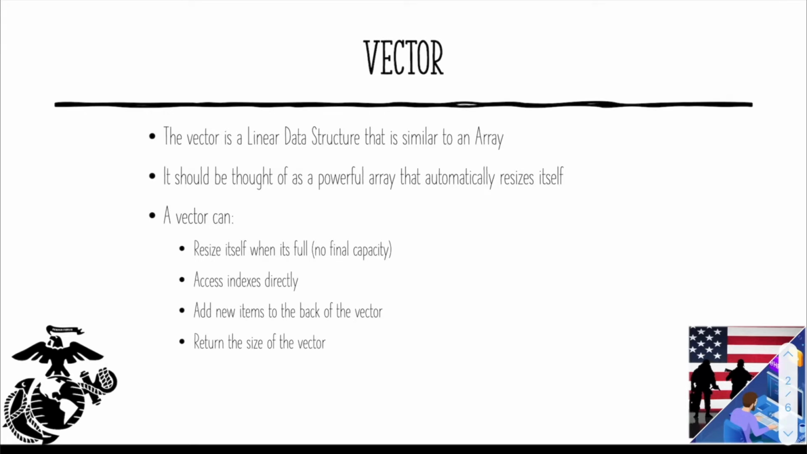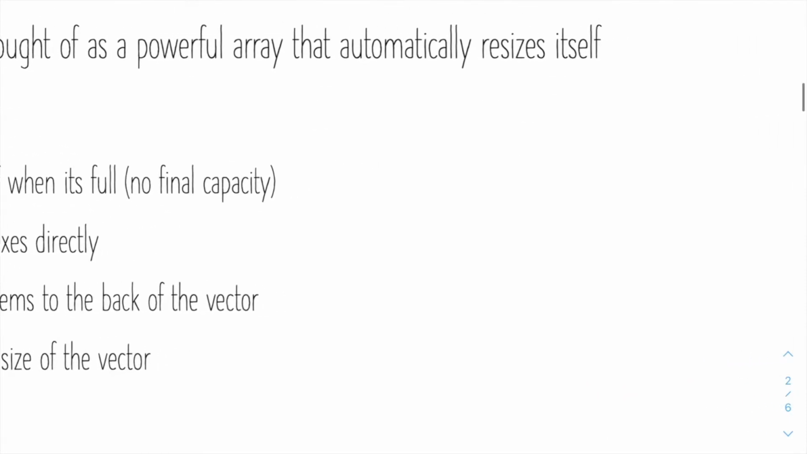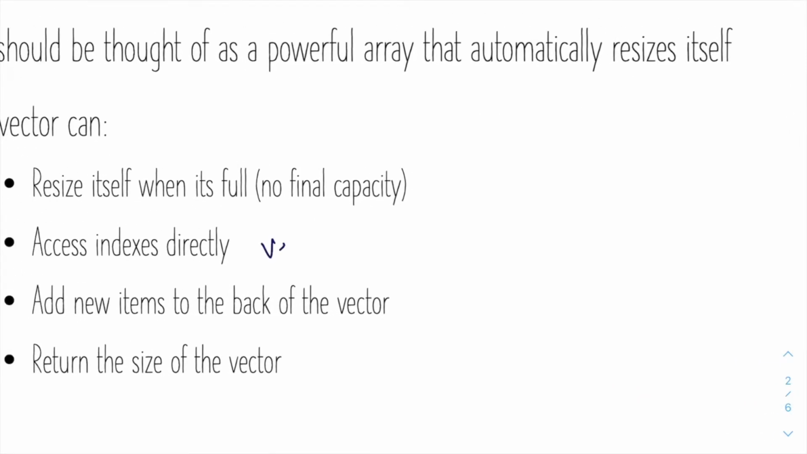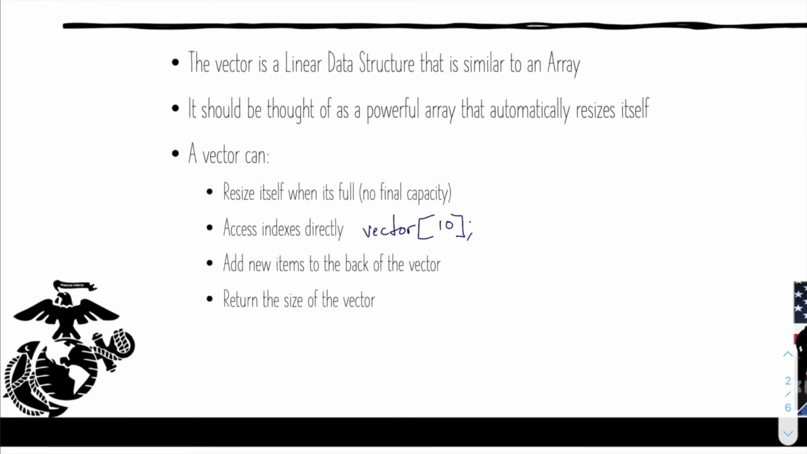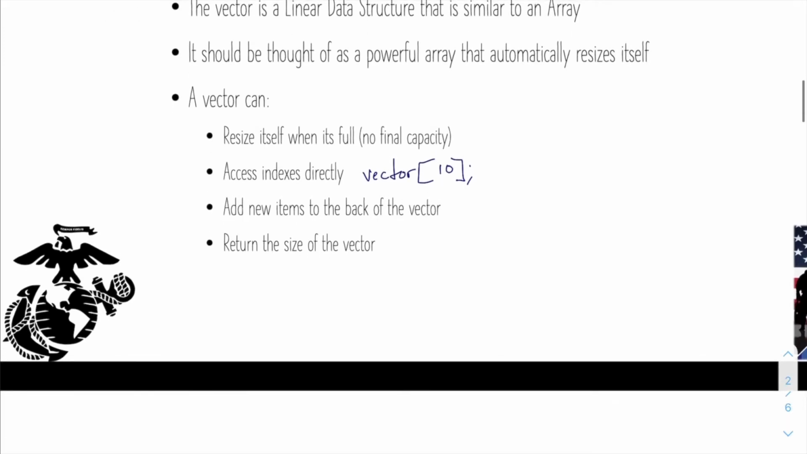It can access indexes directly, and that's known in the array, right? We can just do vector and then access whatever index you want, index 10, right? Put that in a cout statement or put it in like an if statement to compare it, or however you want to utilize it. But you can access indexes directly with a vector, just like you can in an array.